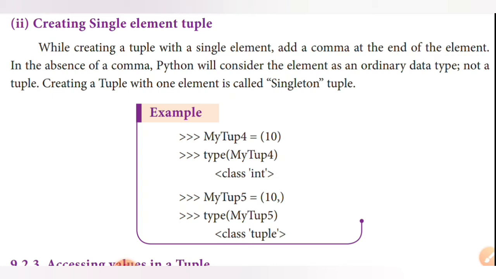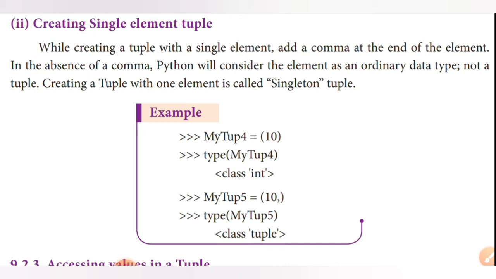So if you want to create a single element tuple, after the single element you must put a comma. If you are not giving a comma, it is considered as a normal data type, that is, it is considered as an integer, float, like that. If you are using a comma at the end of the single element, then it will be considered as a tuple data type. Now you can see the example.